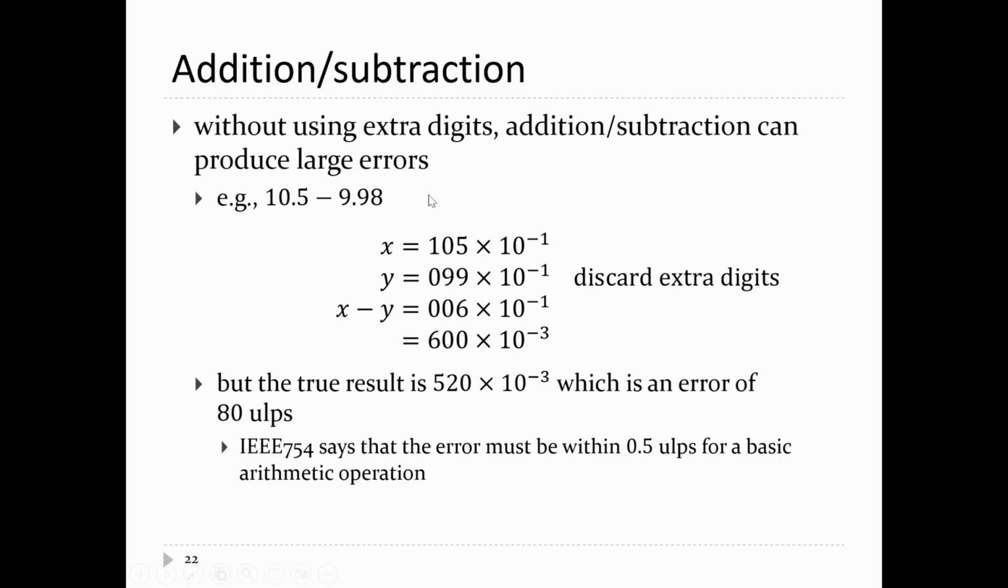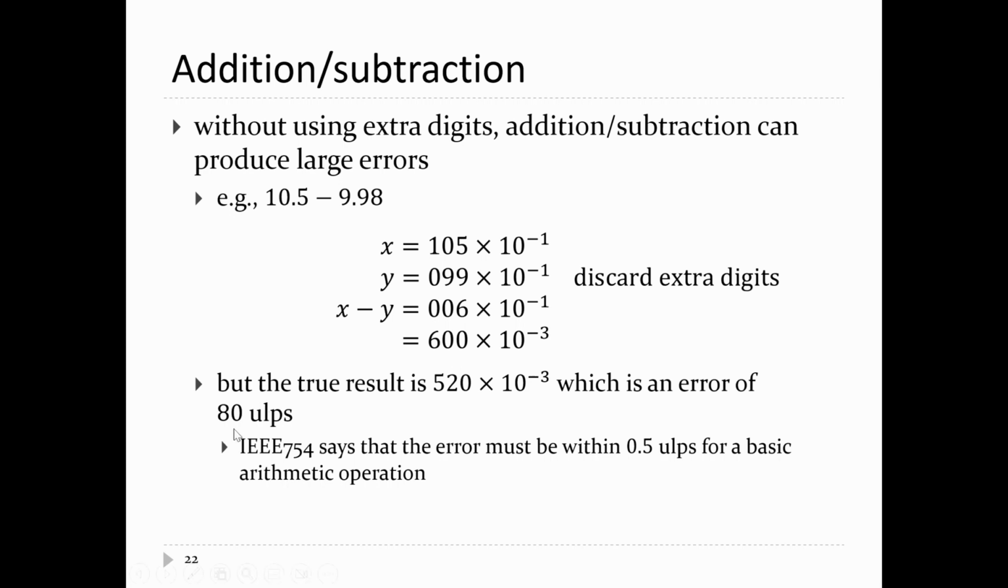So 99.8. Throw away the 8. Now I get 99. Subtract the two values, I get 6 times 10 to the minus 1. Now if I convert that back to its correct floating point format, that's 600 times 10 to the minus 3. If you actually compute the correct value, the correct value is 0.52, but 0.6 and 0.52, when you write them out in floating point, is 600 and 520 times 10 to the minus 3.